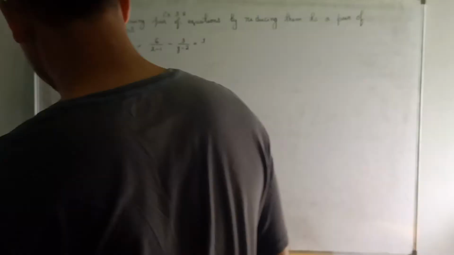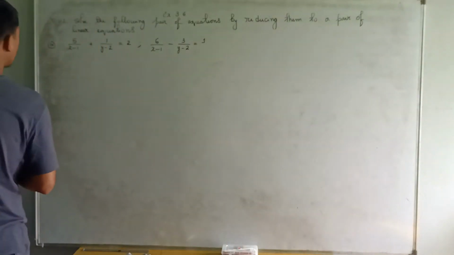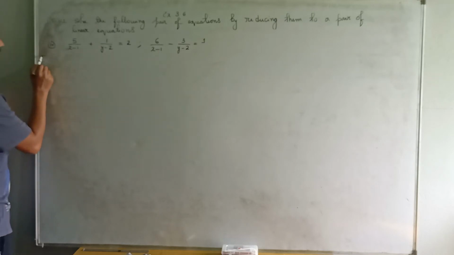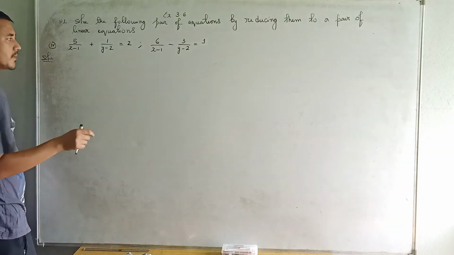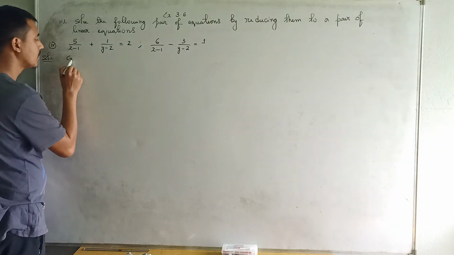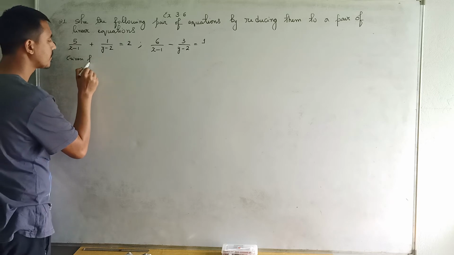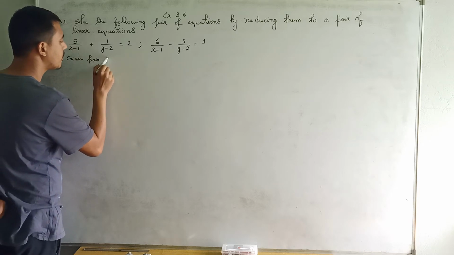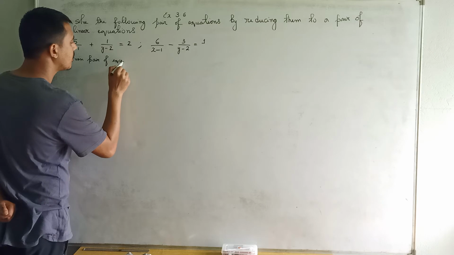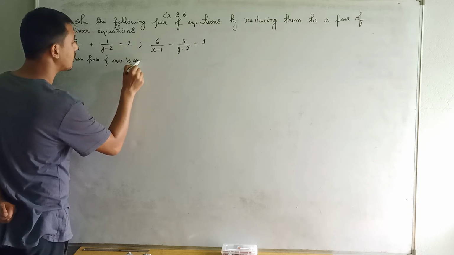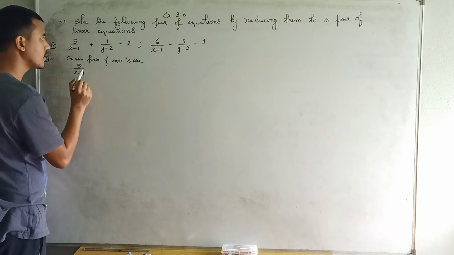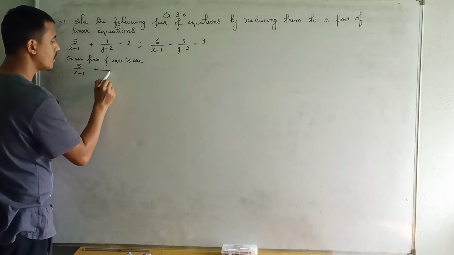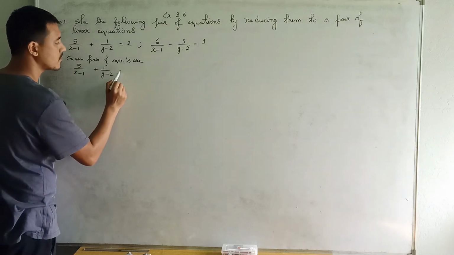So we now work out with the fourth one, question number 1, Roman 4. These are your given equations, okay? We have to reduce them to linear, let's see. So the given pair of equations are 5 upon x minus 1 plus 1 upon y minus 2 is equal to 2.